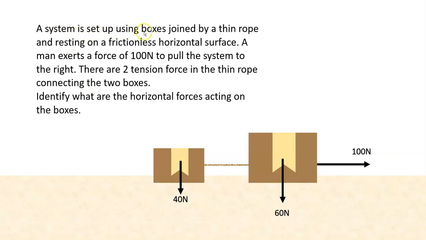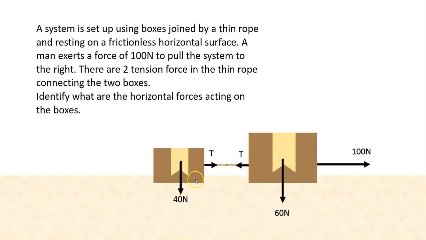A system is set up using two boxes joined by a thin rope and resting on a frictionless horizontal surface. A man exerts a force of 100 Newton to pull the system to the right. There are two tension forces in the thin rope connecting the two boxes. Identify what are the horizontal forces acting on each of these boxes.